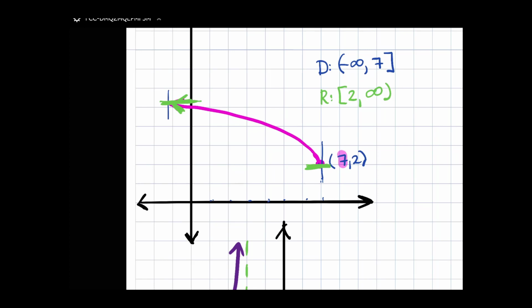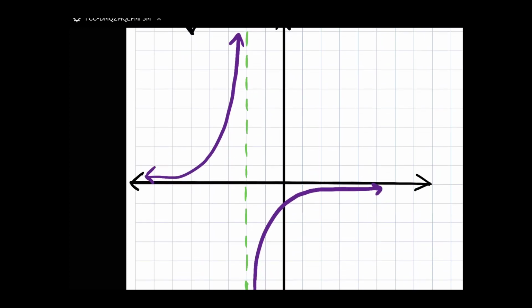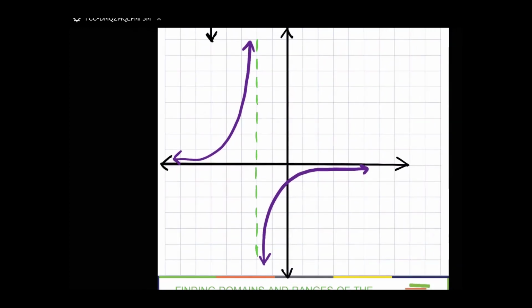All right, one more like this. This one has 2 pieces. So think about this one and see if you can figure out what the domain and the range would be.